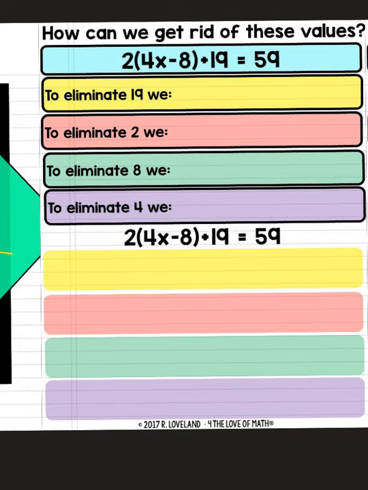So what we want to do is think about from the very outside, or the thing that's the furthest away from our variable, how do we get rid of it? The thing that's the very furthest away from the variable is the 19. So how would I get rid of this 19? What's the opposite of add 19? Subtract 19.